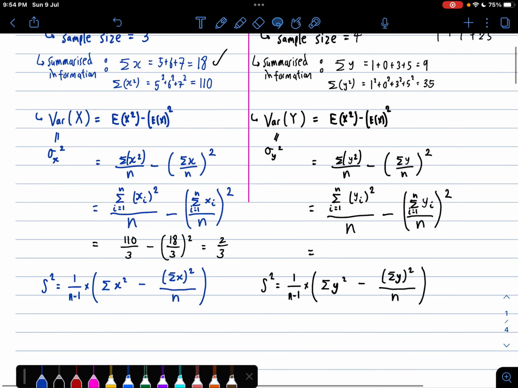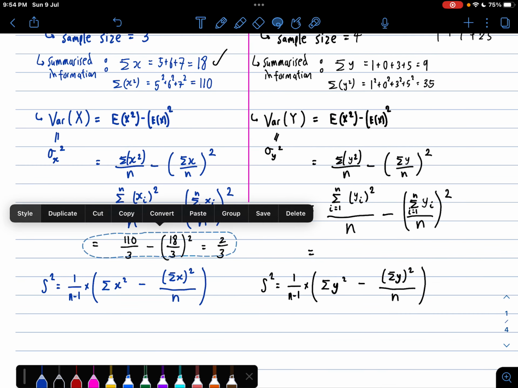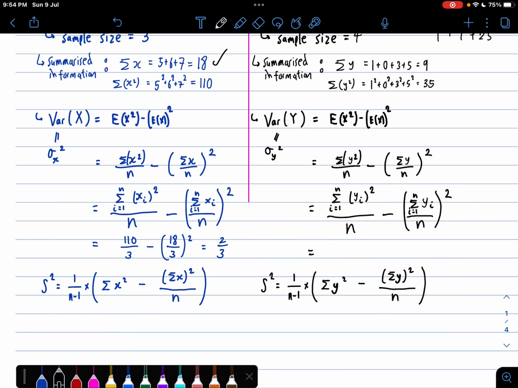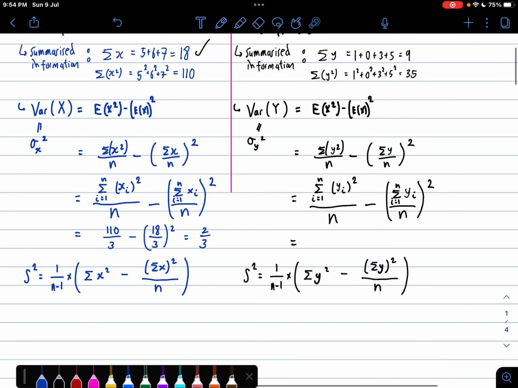Then maybe I should use blue color to be standardized. So 2 over 3. Then how do you calculate s square? So this is a formula from the MF26 over here. How to calculate the s square? It's really just 1 over n minus 1 times summation x square minus sum x bracket square, then divide by n. That's in the formula list. We're just gonna follow it.